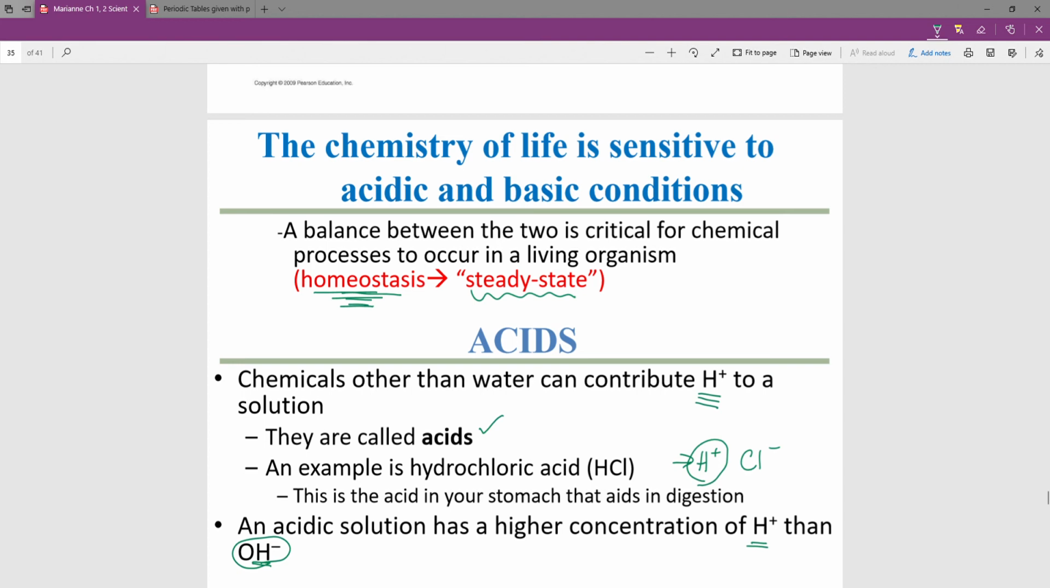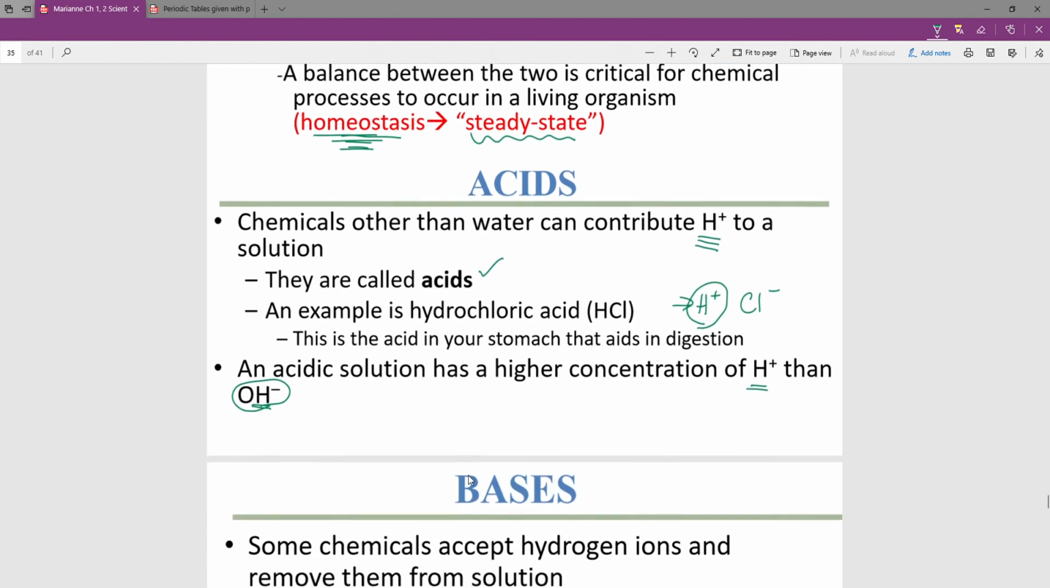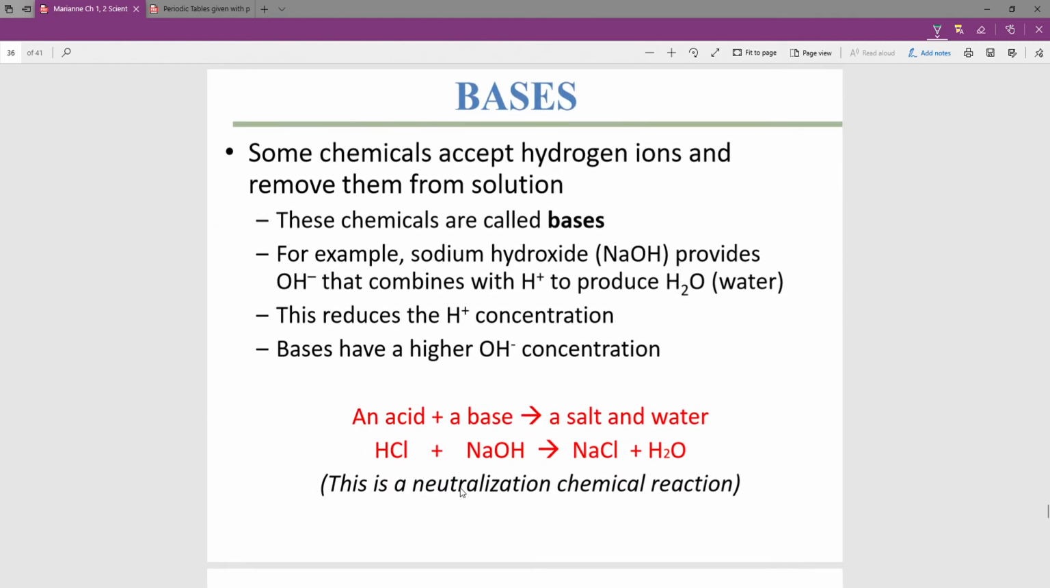Okay, in contrast to acids would be bases. So some chemicals accept hydrogen ions in solution and remove them from solution. Those chemicals are called bases.